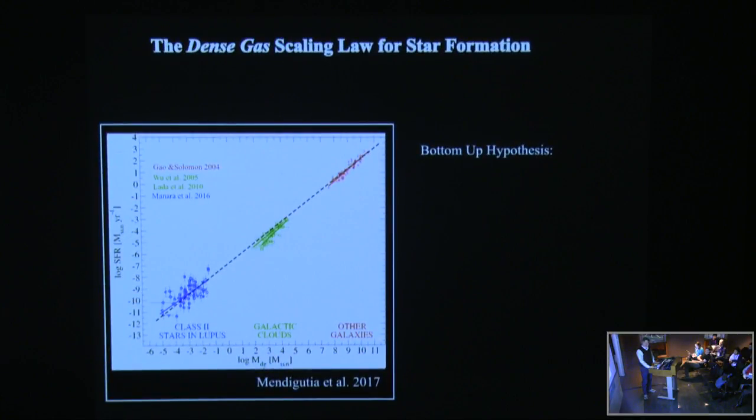Now these authors offered a bottom-up hypothesis to explain this diagram, which, when they first sent it to me before the paper was written, I didn't believe, but the more I got into it, I thought it was a very interesting correlation. So according to the bottom-up hypothesis, the star formation rate at any of these scales is really just the sum of the accretion rates of the young stellar objects in a region or a cloud or galaxy, whatever.